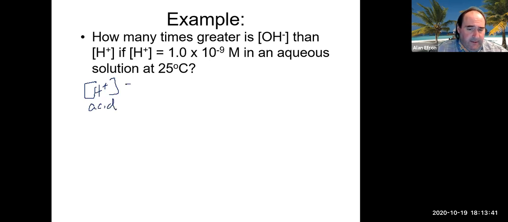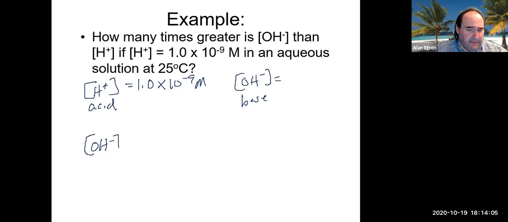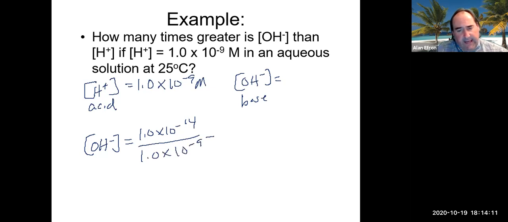So in this problem here that we skipped, we'll just go back and do it here, and this will answer your question, hopefully. So in this particular solution, the H plus concentration is 1 times 10 to the minus 9. The OH minus part is really the basic part of the solution, or the base part of the solution. And that's what we're trying to find here in this particular problem. So if we did this calculation to find the OH minus, it would be 1 times 10 to the minus 14 divided by 1 times 10 to the minus 9.